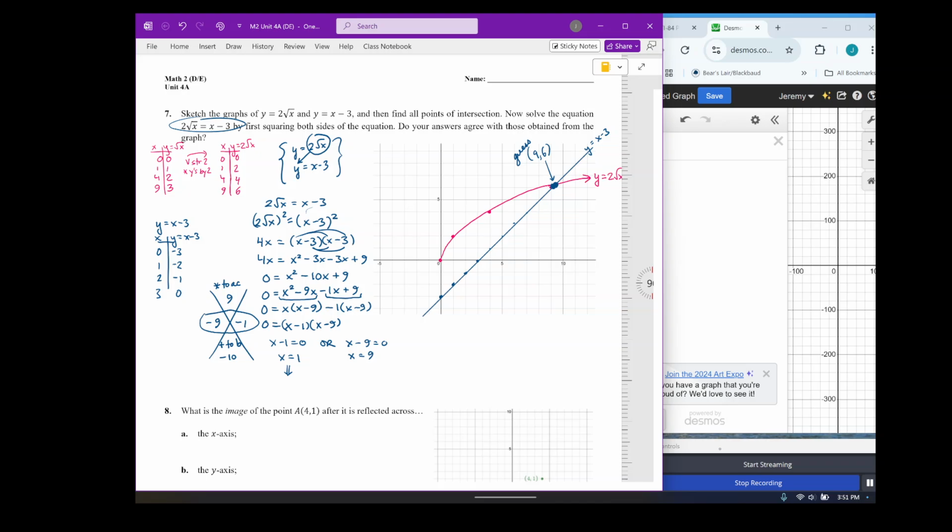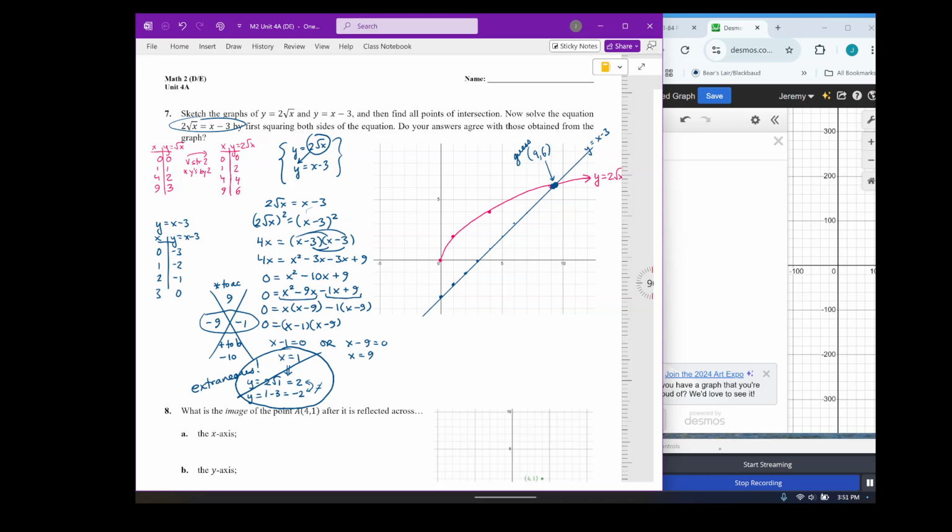So when I plug in the 1, I get 2 root 1 for one of them, which is 2. And the other one I get x minus 3, 1 minus 3, which is negative 2, right? These are the two different y's that we were graphing and working with. So these aren't the same. These are not equal. So this x equals 1 is extraneous.